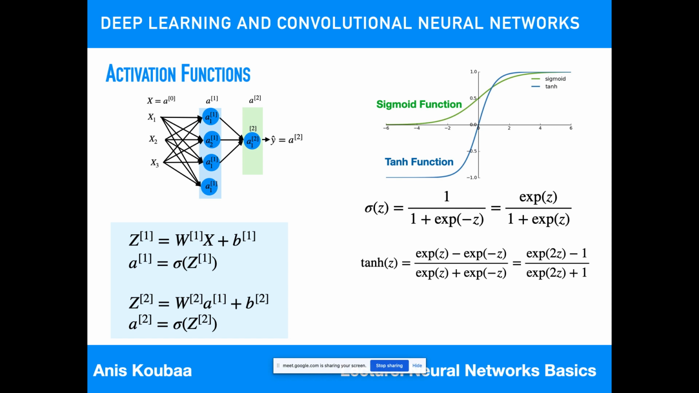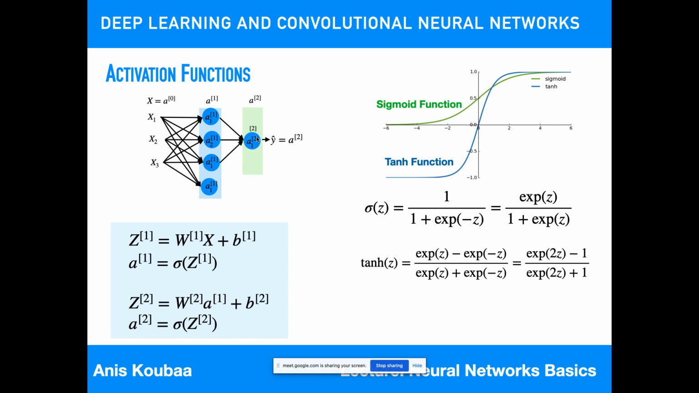And you can see the difference in the expression of the sigmoid function and the tanh function. The tanh function can be expressed as the exponential of Z minus the exponential of minus Z, divided by the exponential of Z plus the exponential of minus Z, or it can also be written in the second expression here, exponential of 2Z minus 1 divided by exponential of 2Z plus 1. And as you already know, this is the expression of the sigmoid function. It can be used here. So just to summarize, when it comes to the activation function in the hidden layer, you can try different types of activation functions.